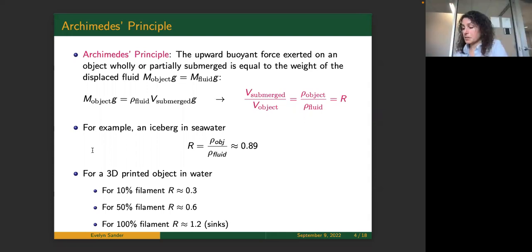So with this in mind, we did some measurements that for a 10% infill of filament, you get an R of around 0.3. For 50%, you get an R around 0.6. And for 100%, you get an R of around 1.2. 1.2 means that the object sinks to the bottom of the tank.